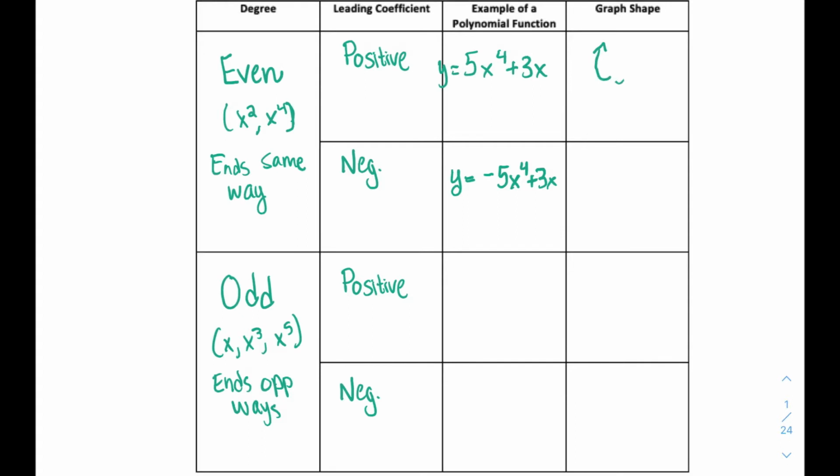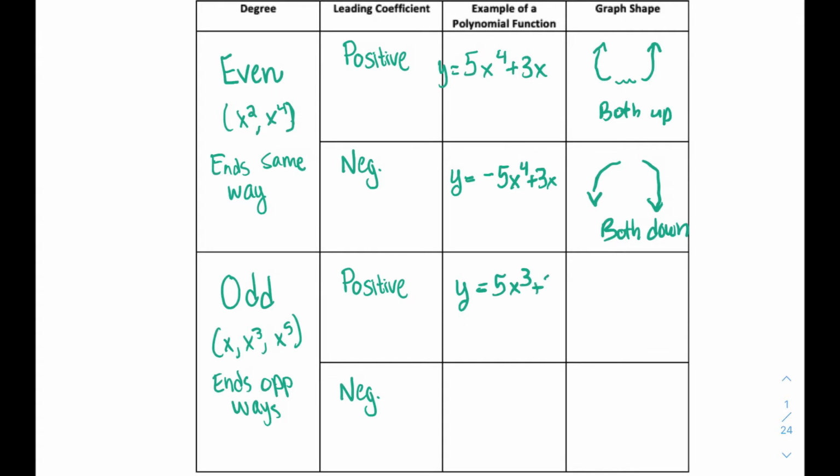So even means both ends point the same direction. If it's a positive leading coefficient, both ends are going to point up. We don't care what happens in the middle. We don't know what happens in the middle. And then if it's a negative leading coefficient, both ends will point down instead.